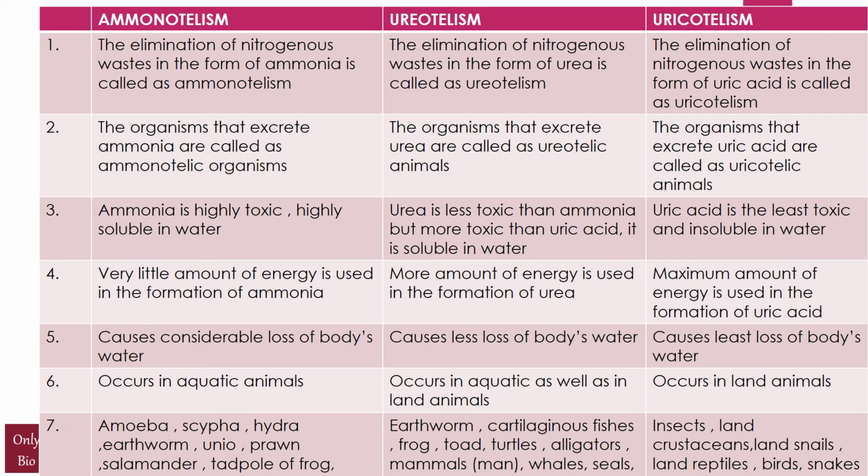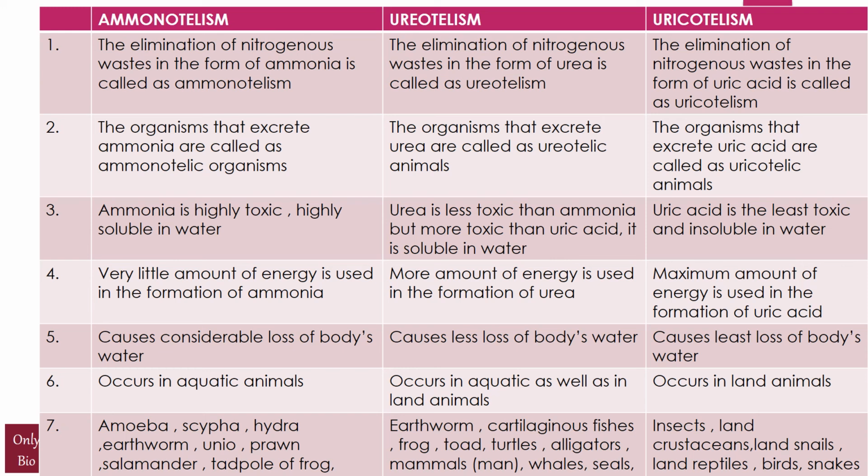Second point, the organisms that excrete ammonia are called ammonotelic organisms. The organisms that excrete urea are called ureotelic animals, whereas the organisms that excrete uric acid are called uricotelic animals. Point number 3. Ammonia is highly toxic and highly soluble in water. Urea is less toxic than ammonia but more toxic than uric acid, and it is slightly soluble in water. Uric acid is the least toxic and insoluble in water.